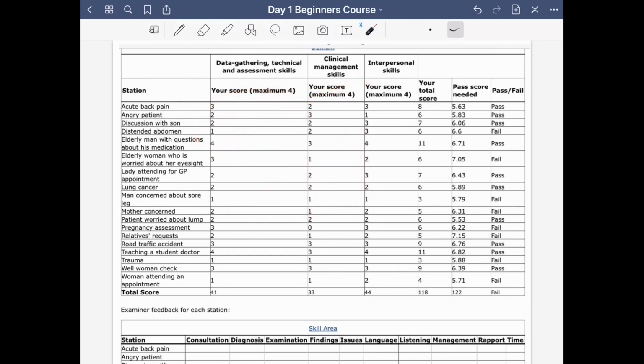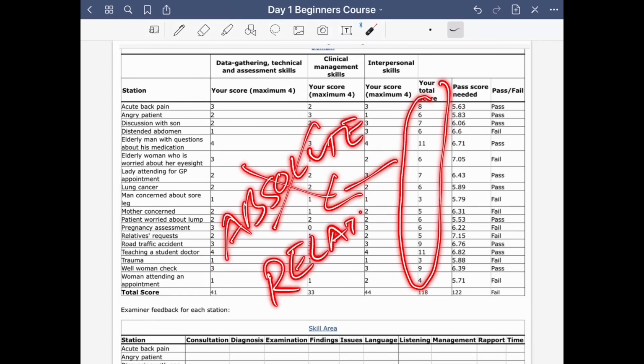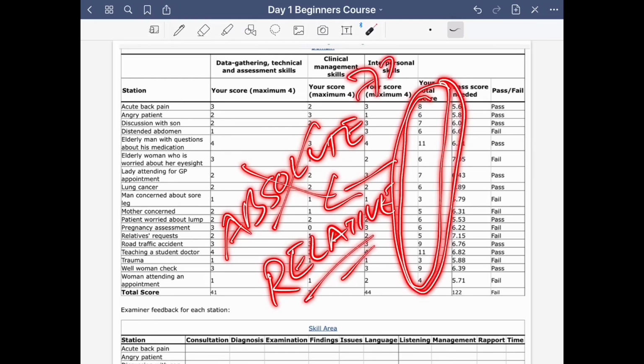Now, this will also give you an important insight: your total score is not your absolute score. Your total score is your relative score. So these scores are in comparison to the other 72 candidates who are giving the exam on the same day.